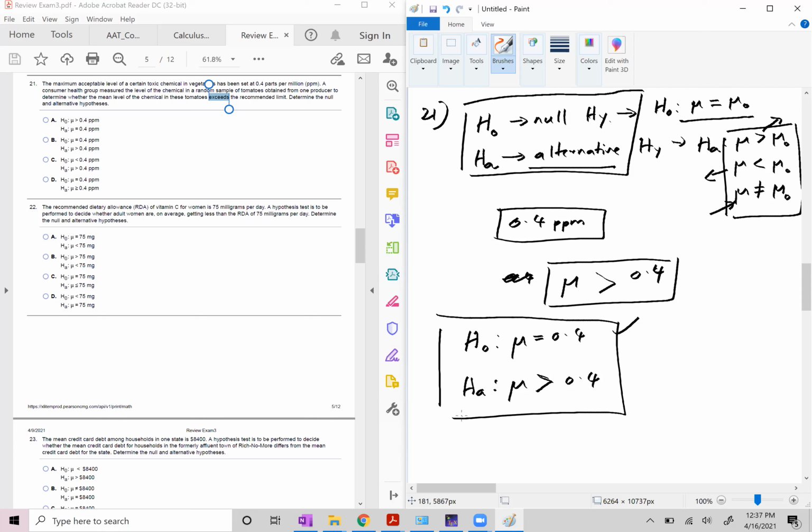So null is very easy. It's always the equality, but the alternative is the one that changes depending on the question, right? Now here they are testing whether this mean level exceeds this particular amount. So alternative is going to be mu greater than 0.4. Okay, now at the same time I will tell you this as well.